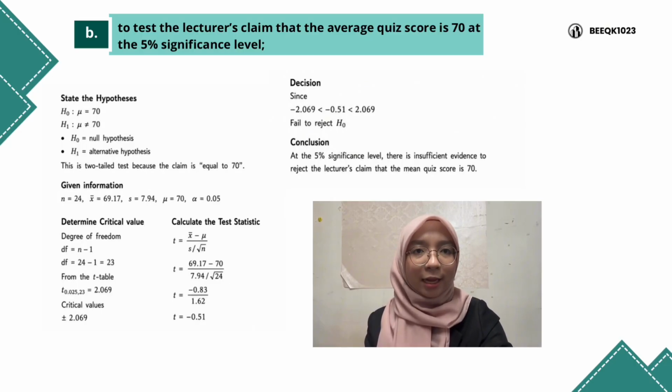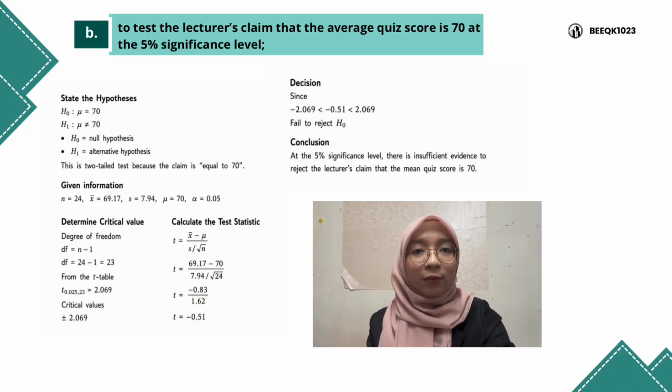Next, we will test the lecturer's claim that the average quiz score is 70 at the 5% significance level. Step 1. State the hypothesis. The null hypothesis is H null: mu equals 70. The alternative hypothesis is H1: mu is not equal to 70. Since the claim states that the mean score is equal to 70, this is a two-tailed test.